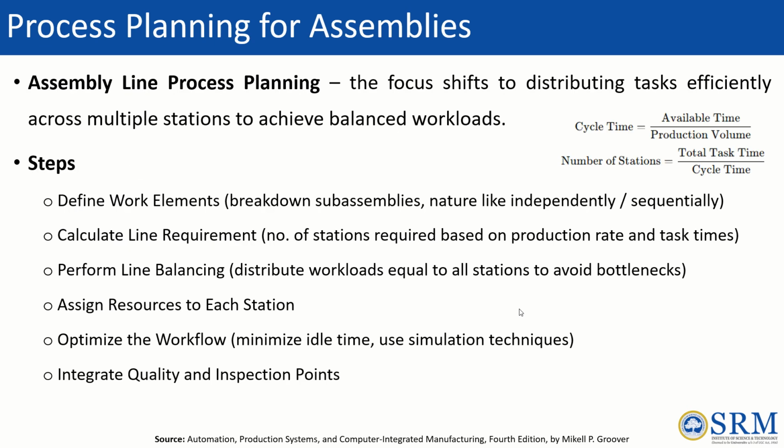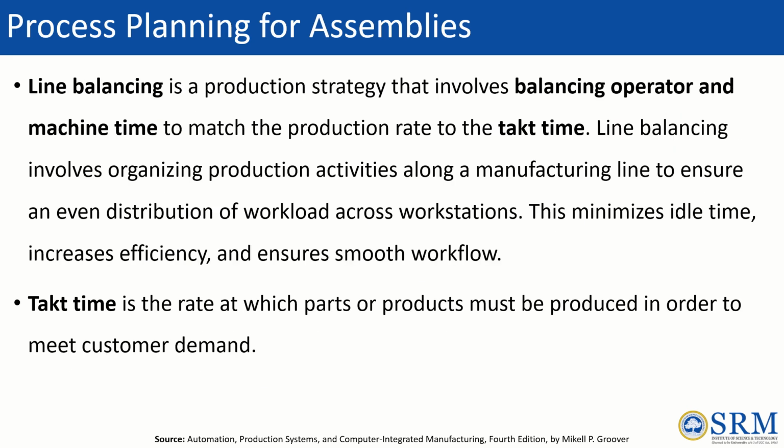Coming to assembly line process planning. Assembly line production is suitable for high volume manufacturing. The process begins by defining individual work elements and calculating the number of stations required. Workloads are then distributed evenly among the stations through line balancing, and the resources are allocated appropriately. Workflow is optimized to minimize idle time, and inspection points are incorporated into the production line.